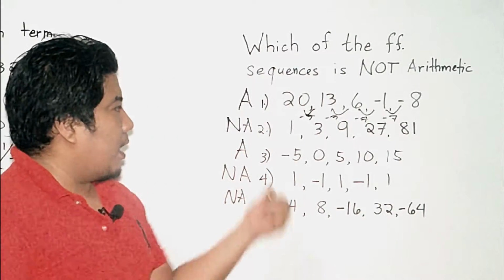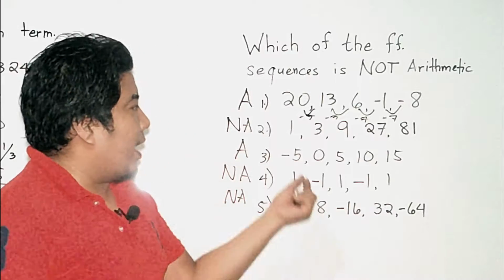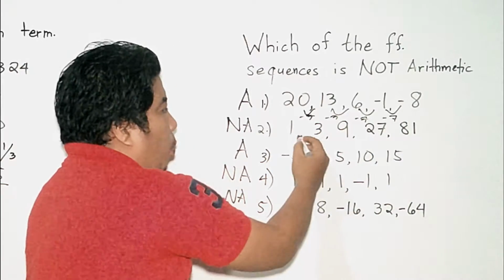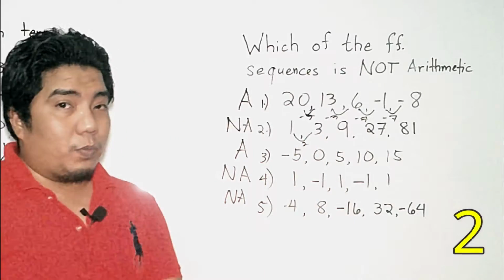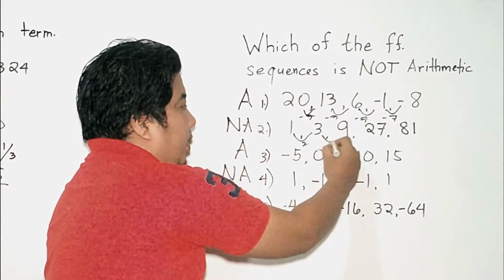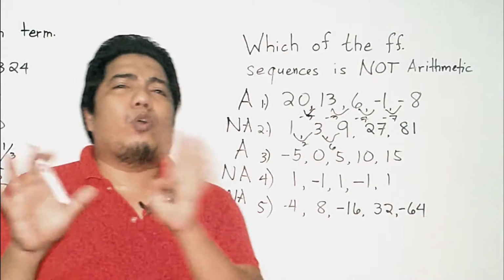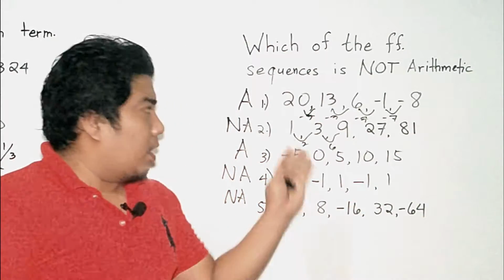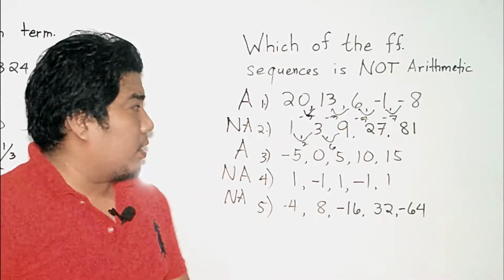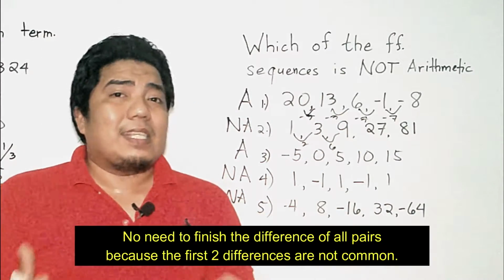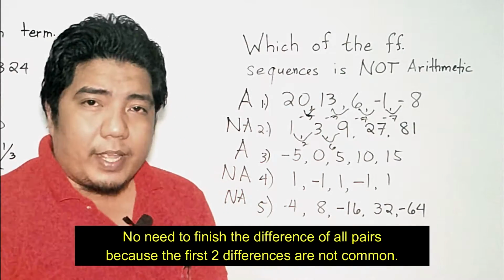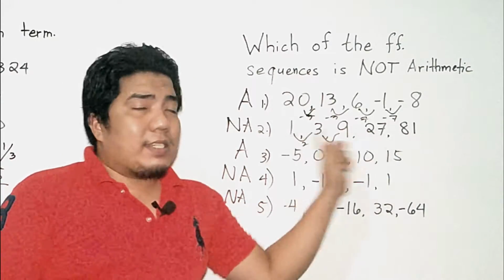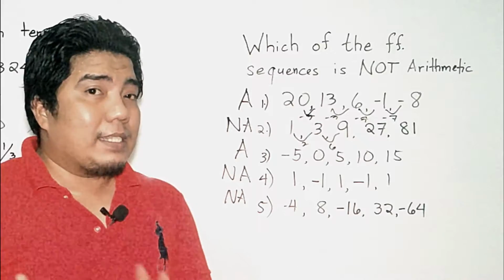Now, going to the second example, we have 1, 3, 9, 27, and 81. 1 going to 3, that is 2, right? 3 going to 9, that is 6. Now, you don't need to finish all the differences on the next 2 terms because the first 2 terms don't give you a common difference already. Therefore, you can now say that this given sequence is not an arithmetic sequence.